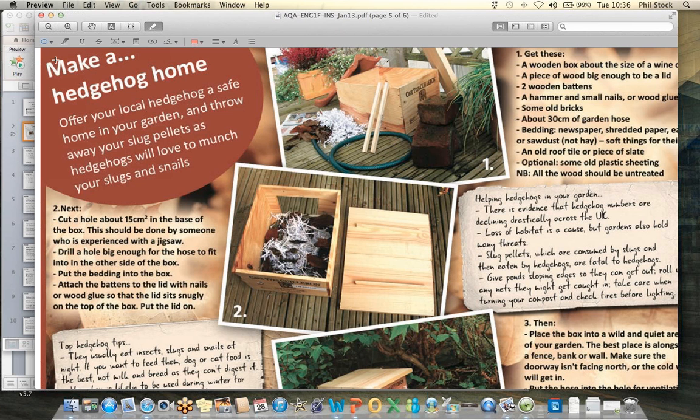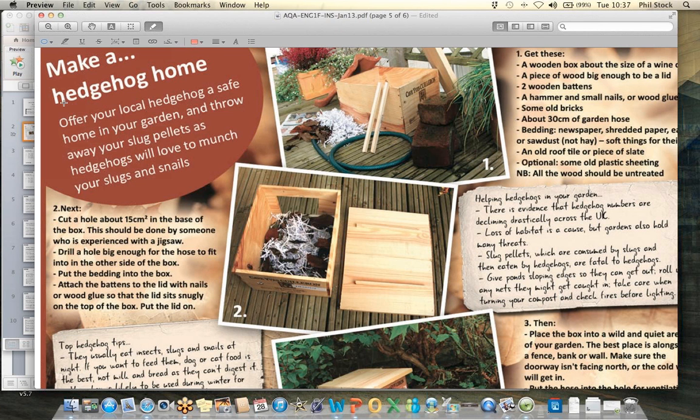The title is a good place to start. Make a hedgehog home. So, this is what it's about. It's giving me some information and some guidance on how to construct a hedgehog home. Offer your local hedgehog a safe home in your garden and throw away your slug pellets, as hedgehogs will love to munch your slugs and snails. Right, so I'm nice and clear about the purpose and the audience. Anyone who cares about the environment, wants to do something good, and is keen to deal with the problems of hedgehogs, but in a safe way.